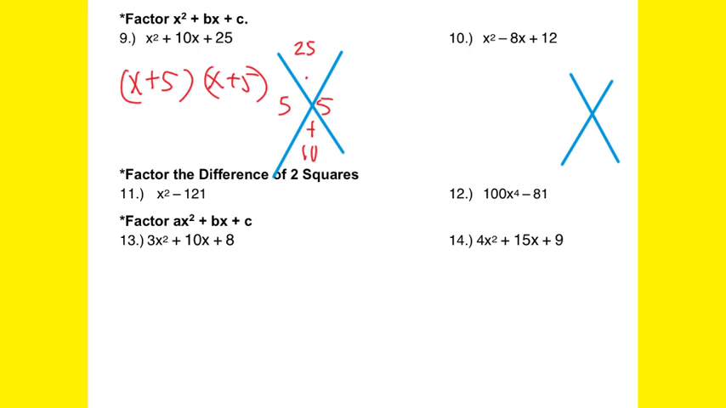So on the first one, we see it's a perfect trinomial, but we also know that 2 numbers that multiply to be 25 and add to be 10 will be 5 and 5. Once I find these 2 factors, I'm done. I just have to write x plus 5 and x plus 5.